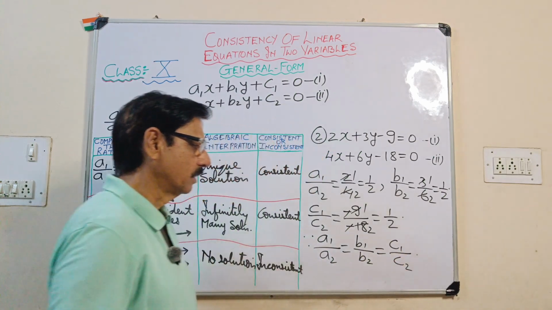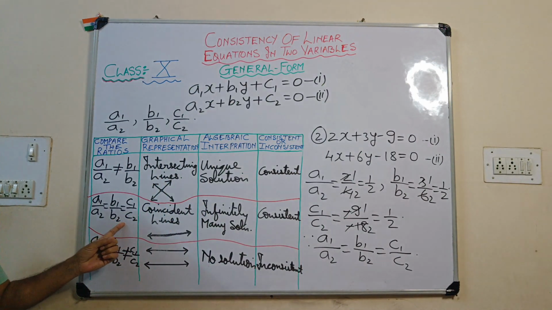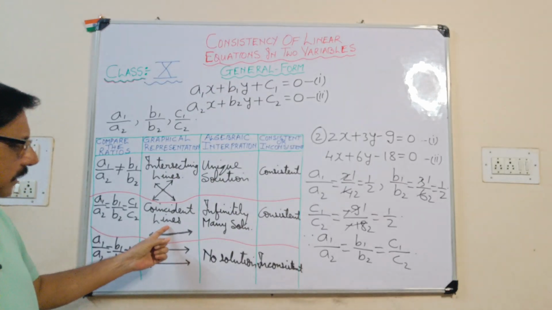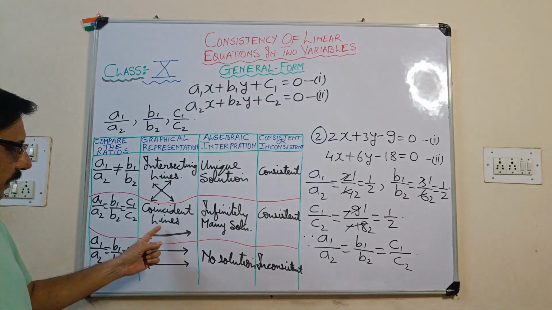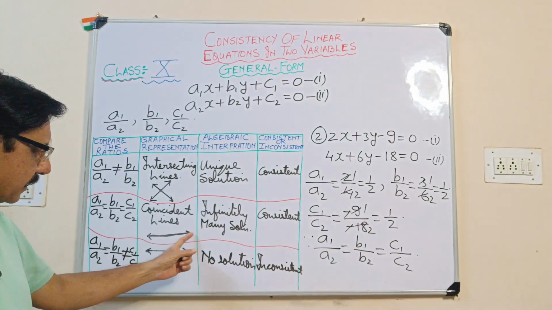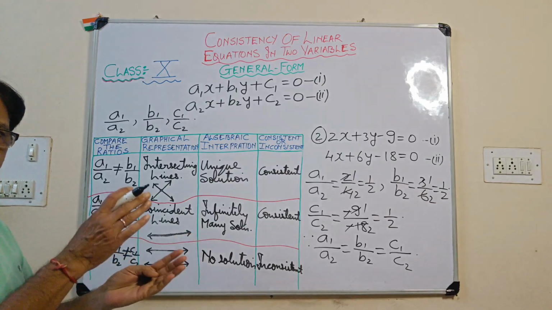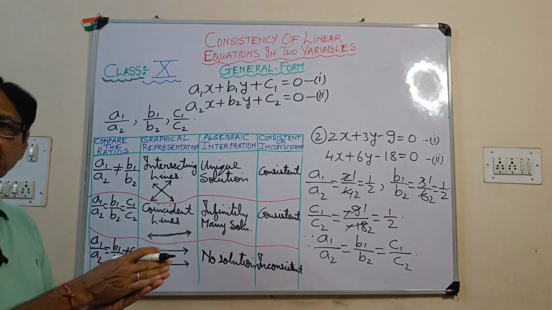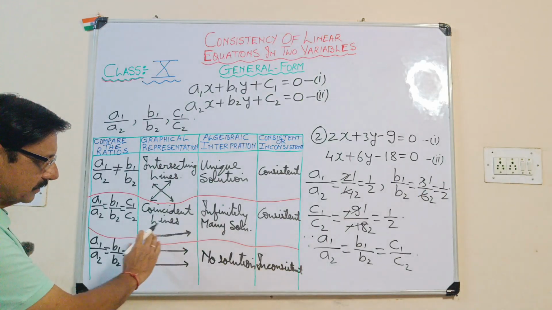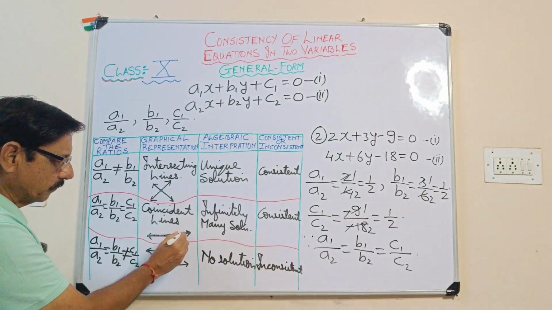So as per our table, we know that the second condition applies here. So if graphical representation is there, what will we get? Coincident lines. Both the lines will intersect at every point, meaning both the lines will coincide with each other. दोनों एक दूसरे के अंदर समा जाएंगी, तो हर पॉइंट जो है वो सॉल्यूशन होगा.